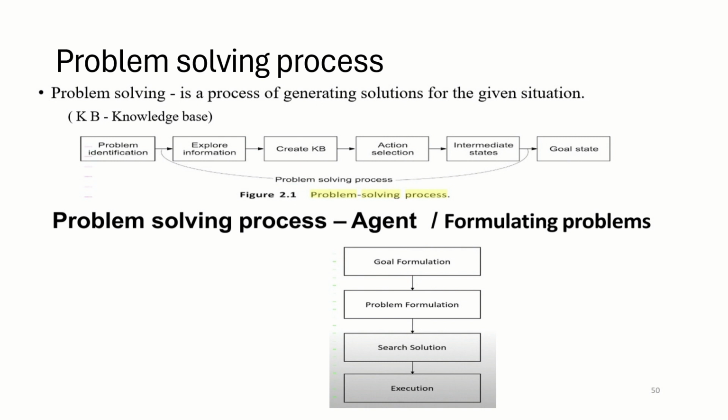Let's recap this once again. First step is goal formulation. That is, we must clearly define what is the final state. Then is problem formulation. Here we define all the constraints, actions, etc. Based on the given information, we must find all the possible solutions. Then we proceed to the execution.